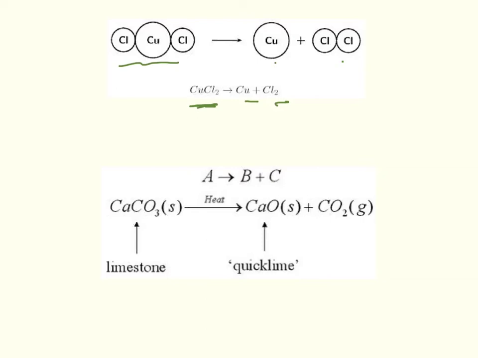The second one is a little bit more complex because we've started with limestone, or calcium carbonate. It's a much larger molecule than the copper(II) chloride was, and it actually breaks down into calcium oxide, also known as quicklime, and you get CO2 gas produced. So sometimes if you have a large compound, it's going to break up into two smaller compounds. We can see in reaction 1 it's breaking up into its elements. In reaction number 2, that large limestone or calcium carbonate is actually breaking down into two smaller compounds.